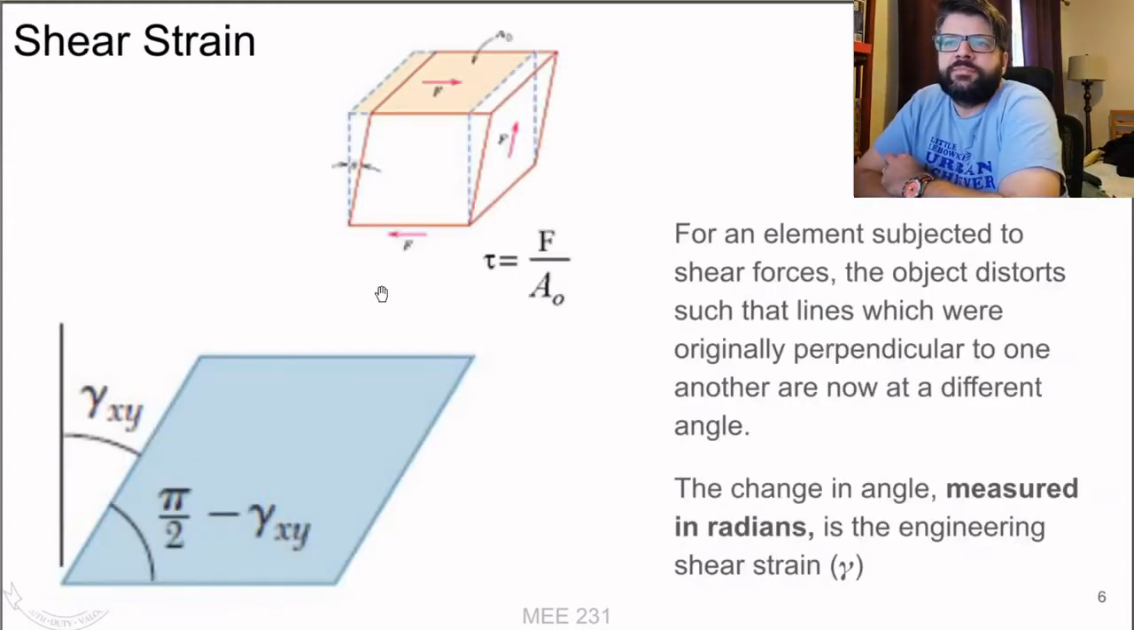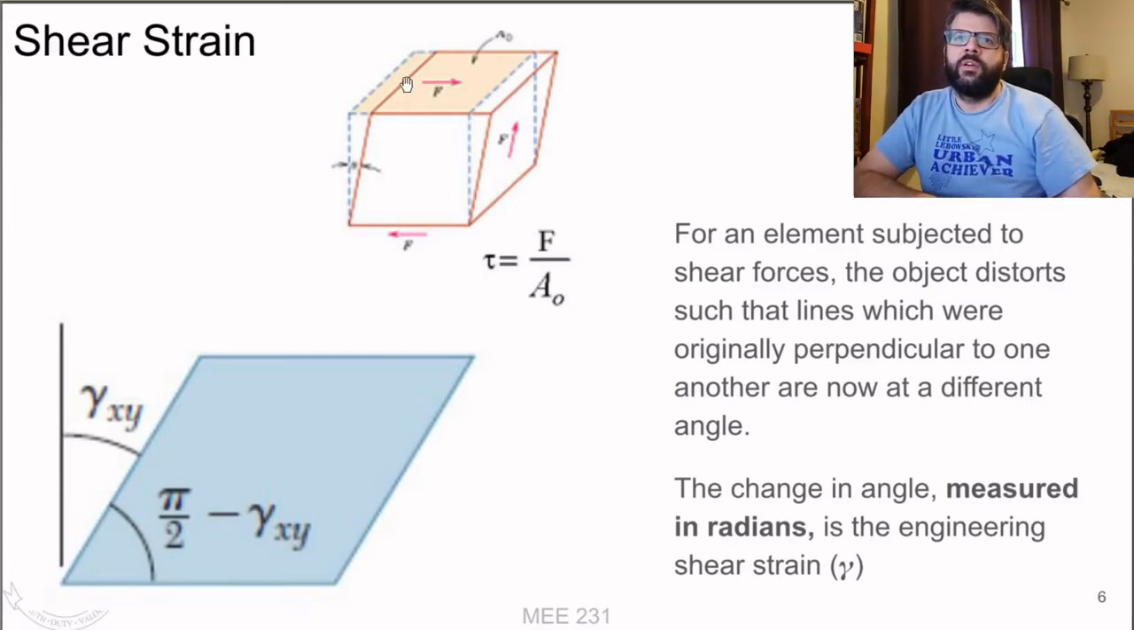Shear strain, basically. So if we start with a square, if we're looking at a square element and we push on it on the top and hold it on the bottom, then it's going to deform, and it's going to deform in a manner that looks like this, and it's going to change the angles.